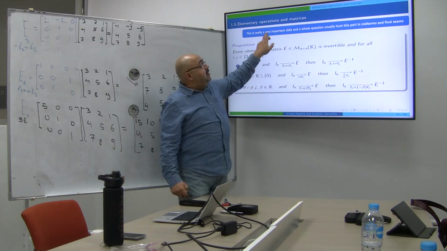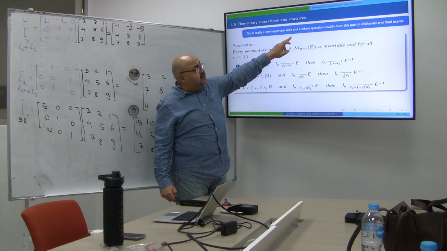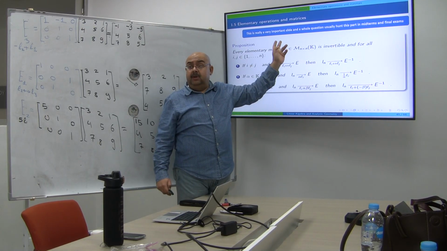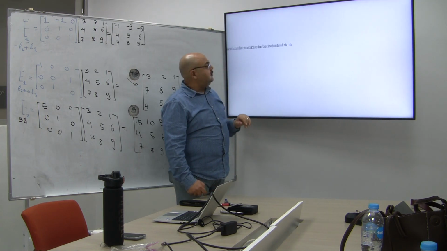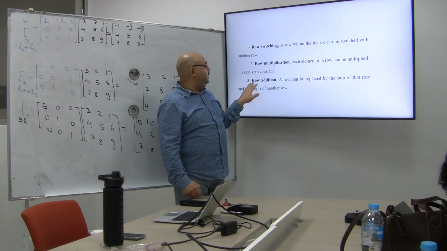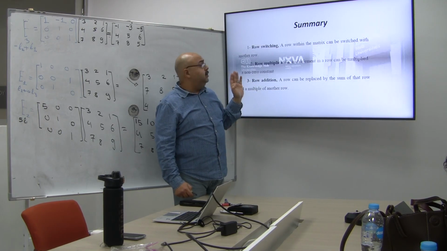This is really a very important slide, and a whole question usually hunts this part in midterms and final exams. I've already mentioned that to you. It's really very important because, I'll tell you just in seconds, those are the switching rows, row multiplication, row addition. This is the summary of what we did a while ago, the row operations.